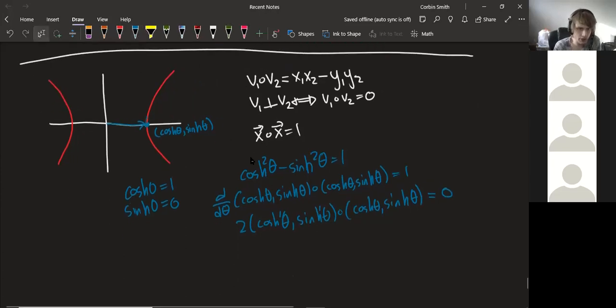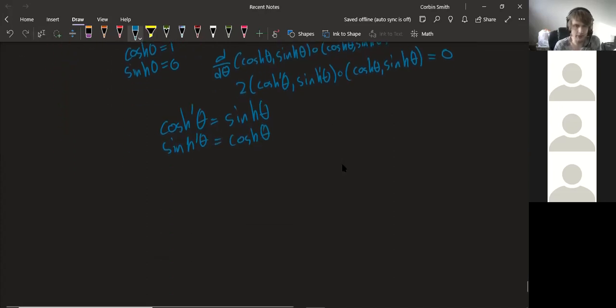In hyperbolic geometry, a counterclockwise perpendicular to (A, B) is given by (B, A). So what we conclude is that cosh prime theta should be sinh theta, and sinh prime theta should be cosh theta. And so from here we get sinh of 0 is equal to 0, sinh primed of 0 is equal to 1, sinh double primed of 0 is equal to 0, and so on.